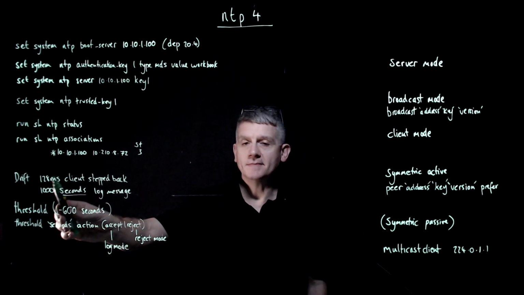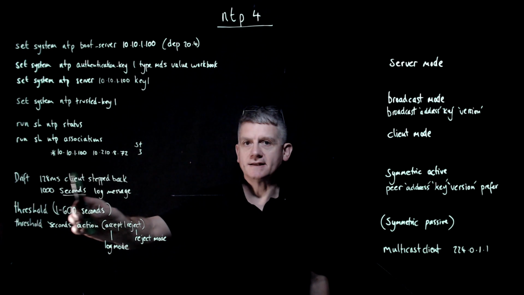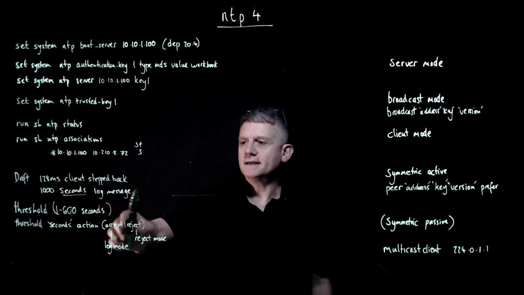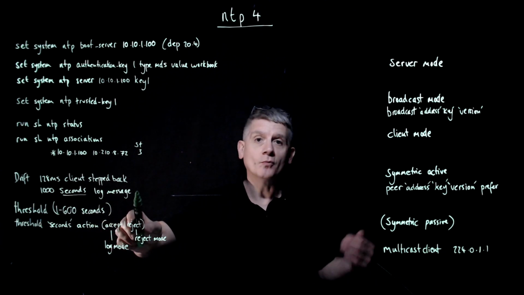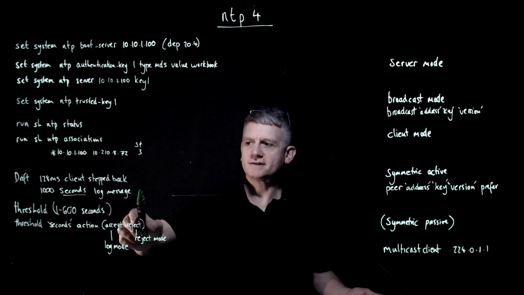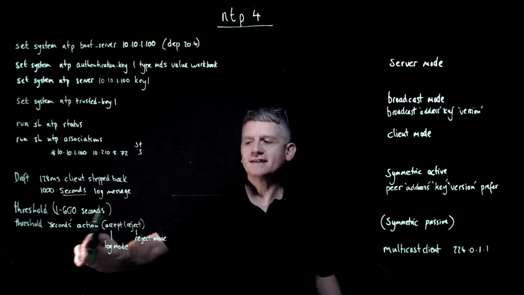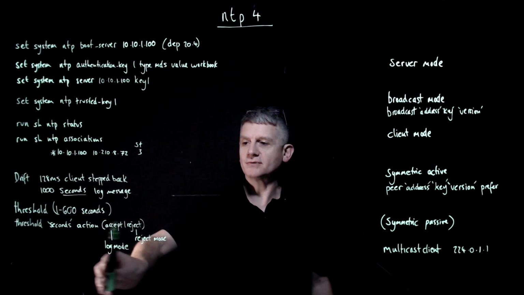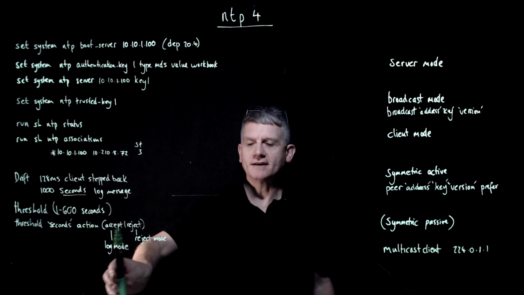So just those numbers again. 128 milliseconds drift is automatically stepped back into line. 1,000 seconds is the default for receiving the log message, but it will accept the time difference. If you want to manually set it, it's 1 to 600 seconds. You can change the action of the threshold to either logging or rejecting.